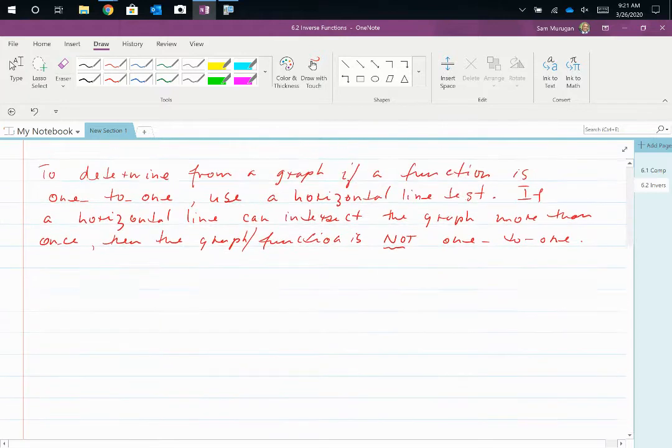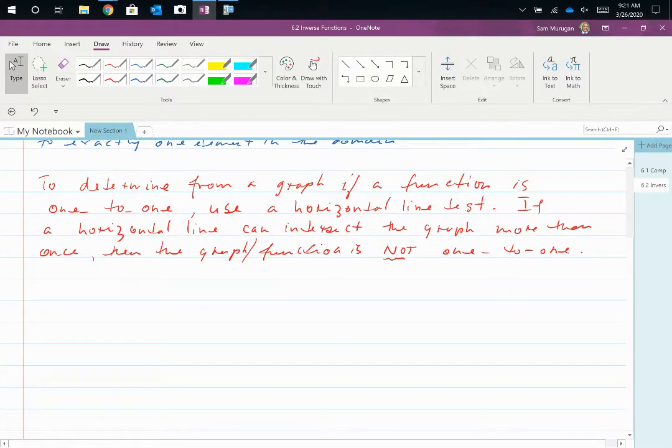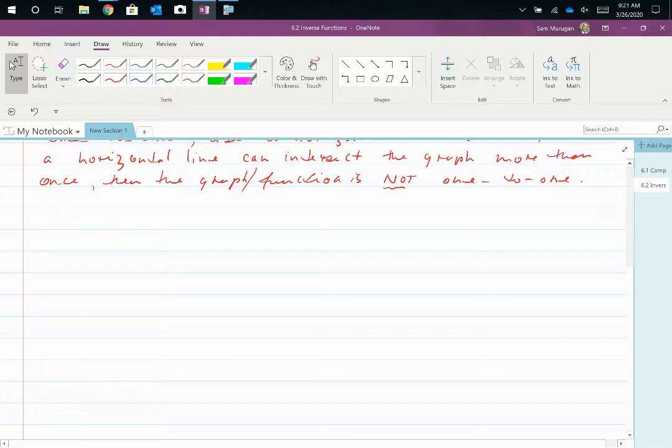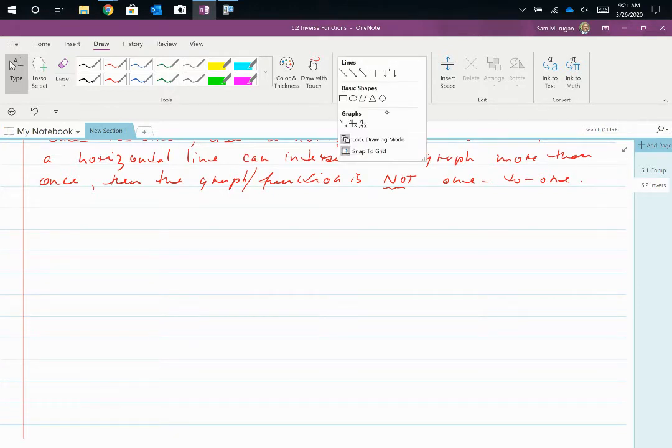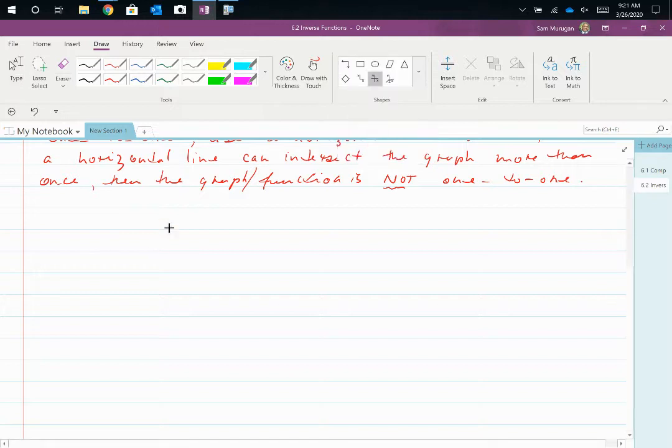This is distinctly different from the definition of a function, where a function used a vertical line test, and if the vertical line crossed the graph or intersected the graph more than once, then we know that it's not a function. But this is uniquely different from that. So we're going to look at a few examples of this. Let's sketch a few graphs here.